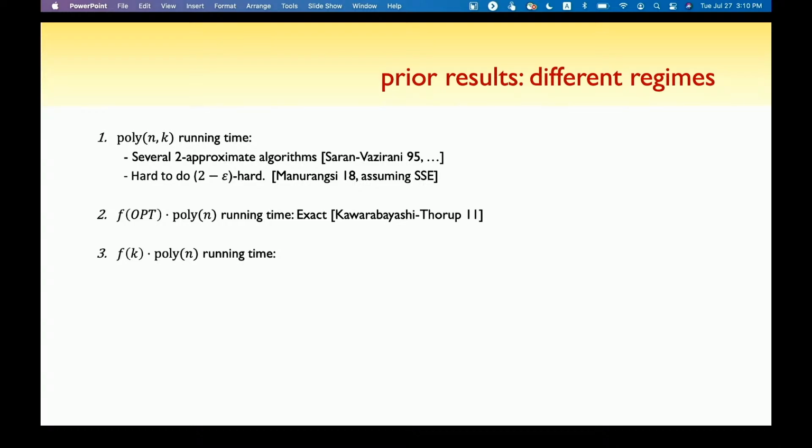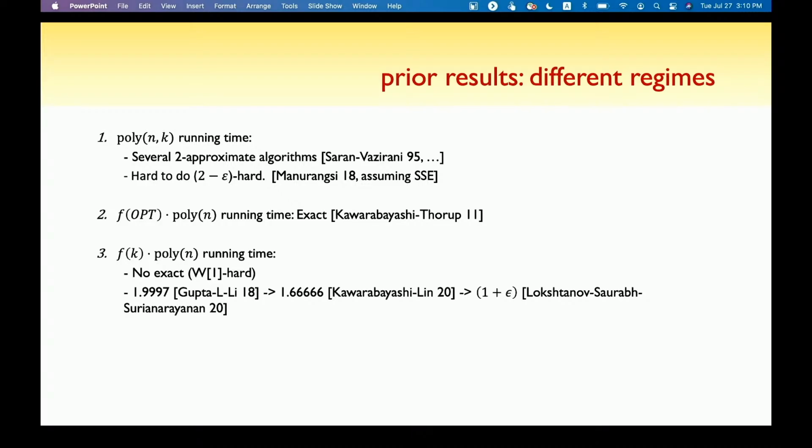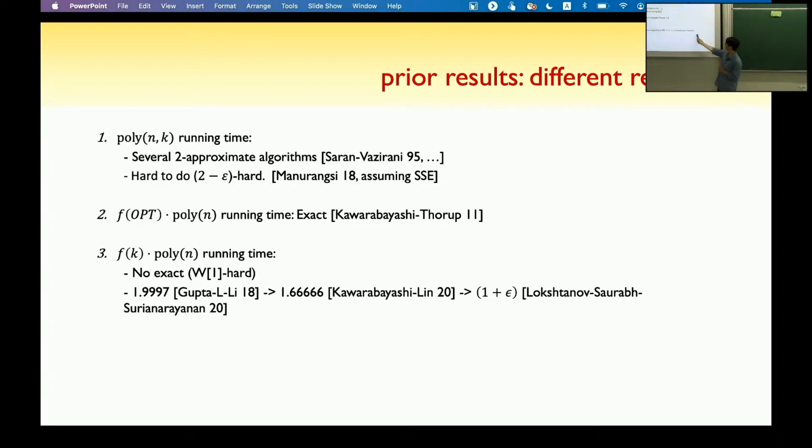Another regime I talked about was f of k times polynomial in n, where k is the number of parts. In this running time regime, it is known that the problem is W[1]-hard, so it's unlikely to be able to solve it exactly in this running time. But 3 years ago, we gave a 1.9997 approximation algorithm, showing that we can do slightly better than this. People then worked on it quite quickly, and now one can get a 1 plus epsilon approximation algorithm in time polynomial in n times some function of k and epsilon. So even for this time regime, I think the complexity is almost resolved.